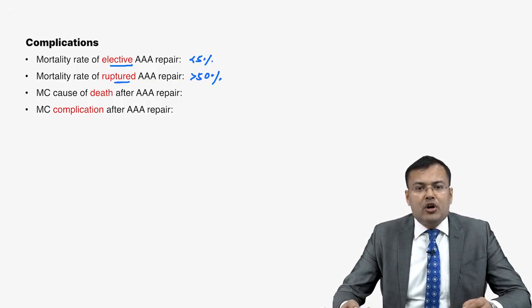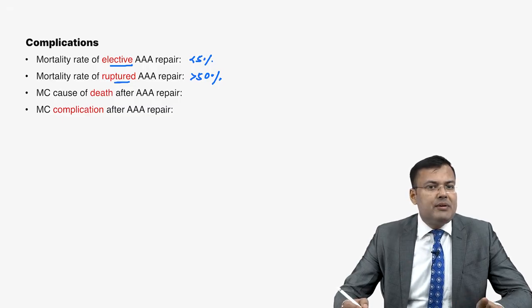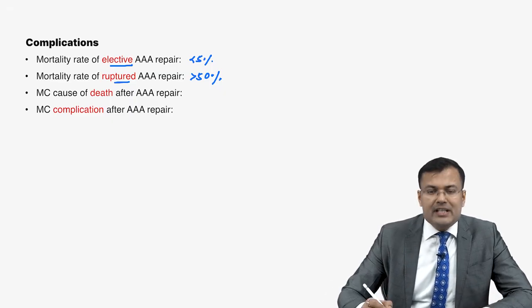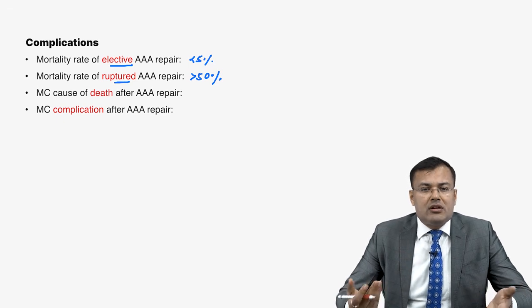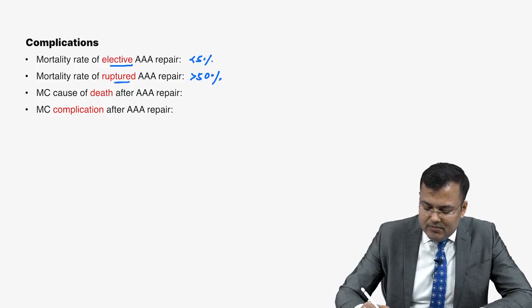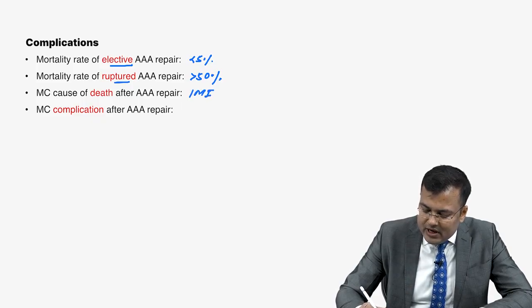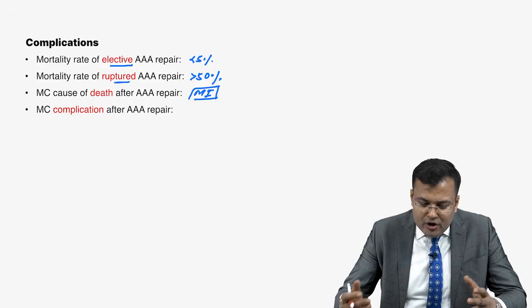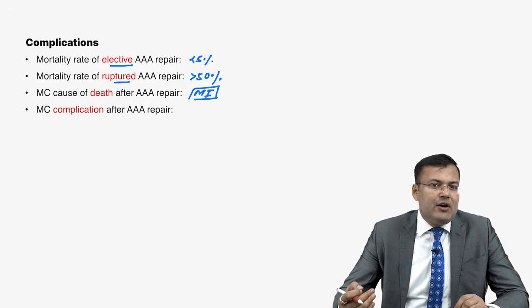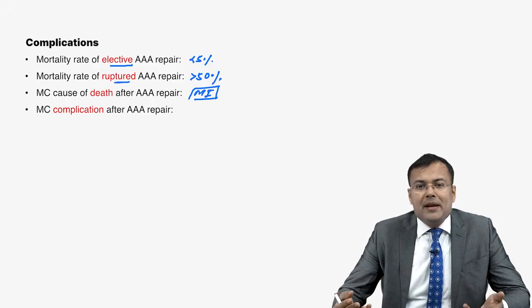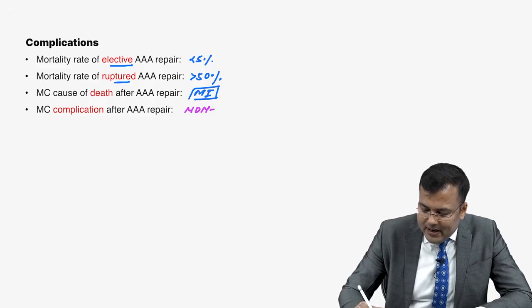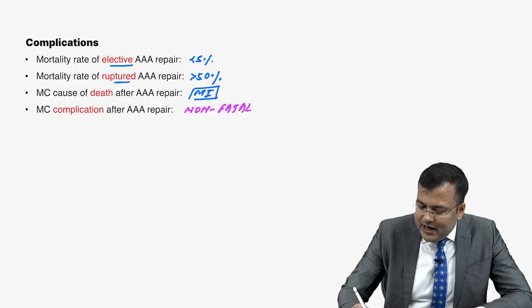And what is the most common cause of death after abdominal aortic aneurysm repair? There is massive blood loss and so much fluid exchange. These patients are already having atherosclerosis, might be having coronary artery disease. Patients are going to expire because of myocardial infarction. So that's the most common cause of death. The most common complication after abdominal aortic aneurysm repair also is MI, but this is non-fatal: non-fatal myocardial infarction, followed by renal failure.